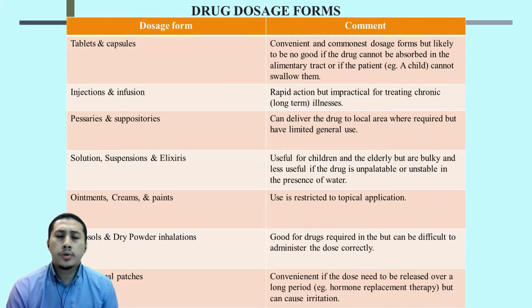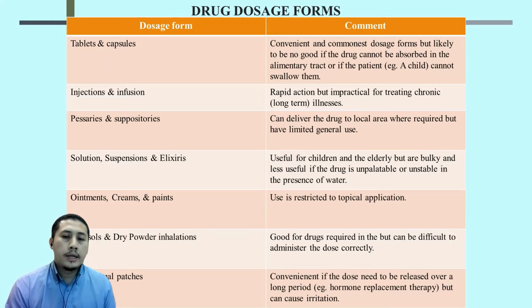Okay, so this is the most common, the most convenient, because the patients just have to swallow and drink some water. But if the patient is unresponsive or not cooperative, just like a child or a patient that is not conscious, then it's no use. Then we have to think for other dosage forms. Injections and infusion, rapid action, but impractical for treating chronic illnesses. So for chronic disease, because it's taking a long time, many years, it's really not practical to use injection.